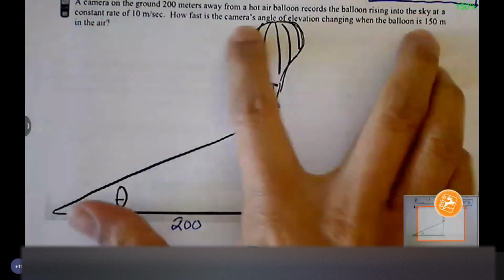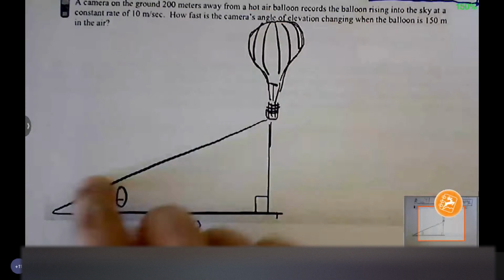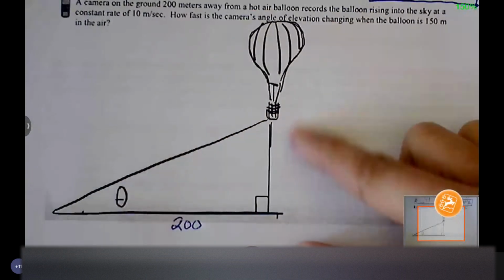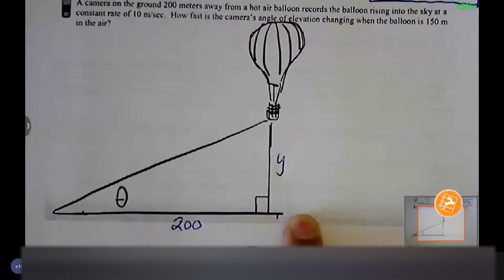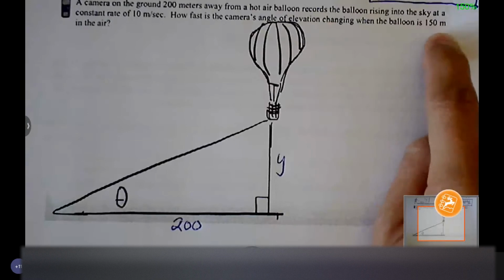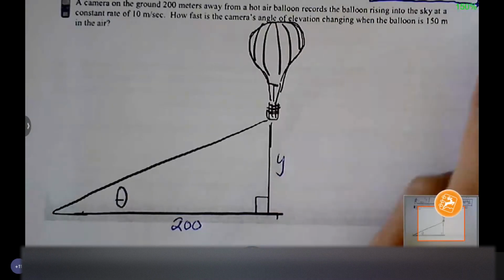Now, all the information that's given to us is in relation to the vertical component. So we have nothing for the hypotenuse. So we're going to focus our attention on just here. So I'm going to call this y. Even though they tell us the height at a moment in time, we don't want to put a constant for that, right? We want to save that for later.